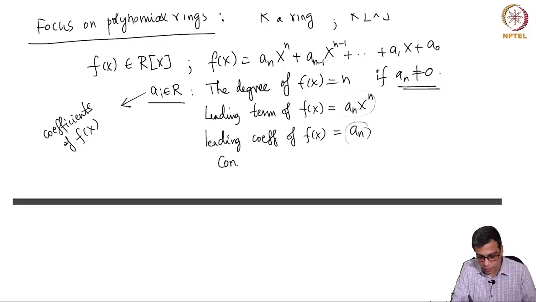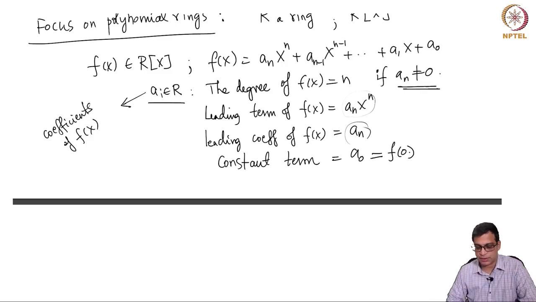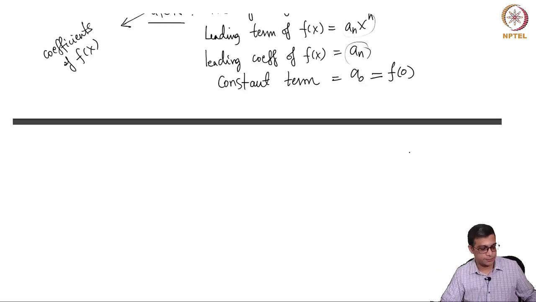And the constant term is a_0, that is, the degree 0 term. As I noticed earlier, it is actually just f(0). When you plug in 0, all the x terms go away and only the constant term remains.